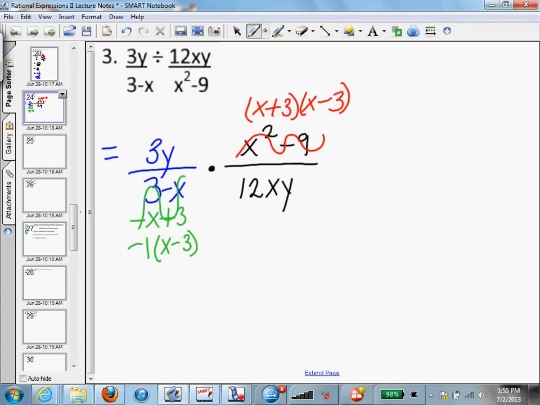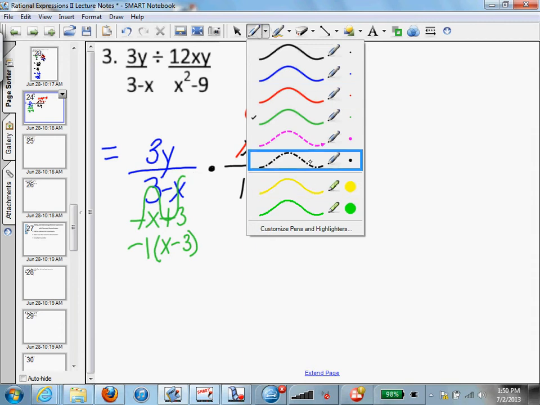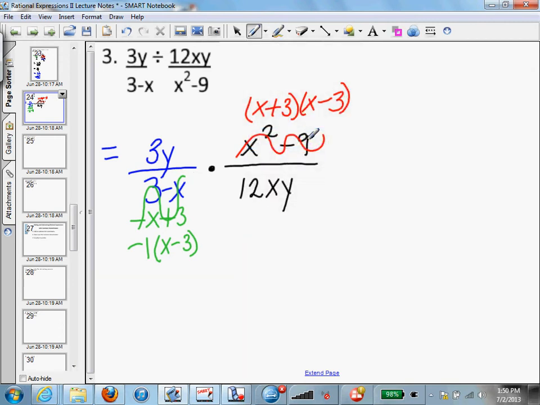So now let's just do some factoring out. 3y will go into itself one time, while the 3 can go into the 12 4 times, and it will cancel out that y, just leaving you with 4, and don't forget your x.